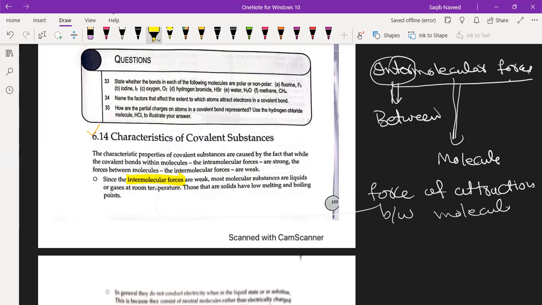So in covalent substances, intermolecular forces are weak, meaning the attraction between the molecules is weak. In those covalent substances in which attraction is very weak, they are gases. Where it is a bit stronger, those are liquids. And in those covalent substances where intermolecular force is very strong, that substance will be solid. The weakest intermolecular force in covalent substances exists in which state of matter? Gas.